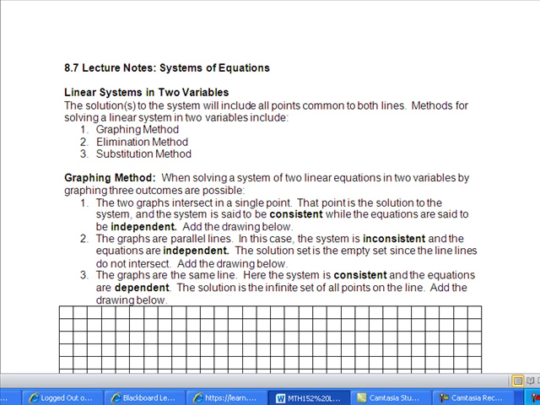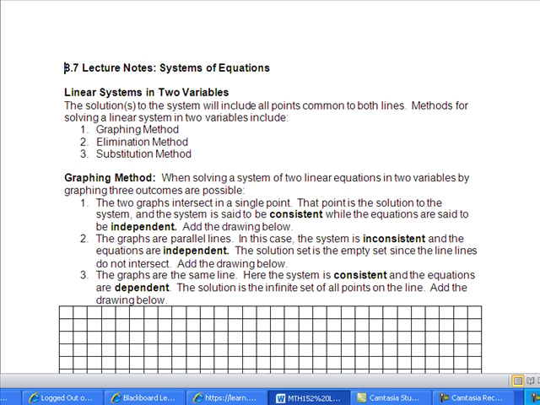We can use the graphing method, where we graph the two lines and see where they intersect. We can do the elimination method, where we multiply possibly one or both equations by numbers and then add them so as to eliminate either x or y. Or we can do the substitution method, which is where we solve one equation for one of the variables and then substitute that expression in place of the variable in the second equation. So we're going to take a look at all three methods, and we're going to start with the graphing method.